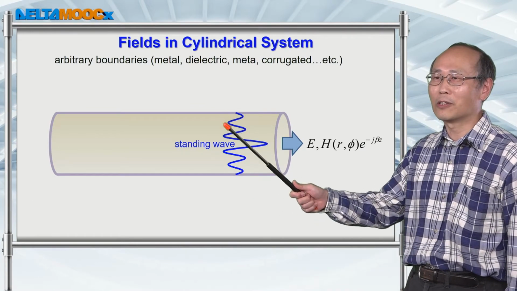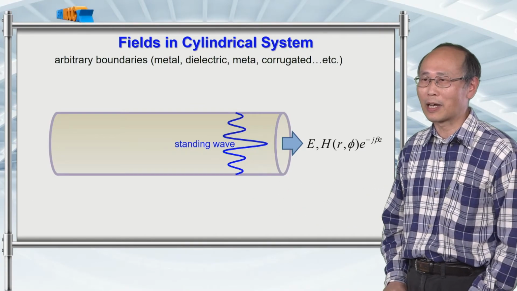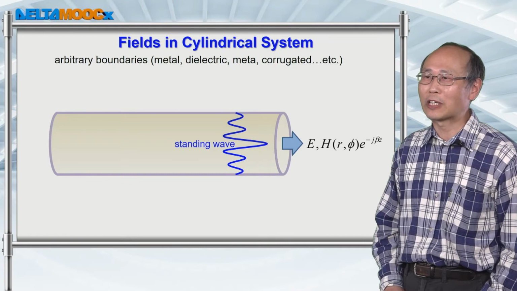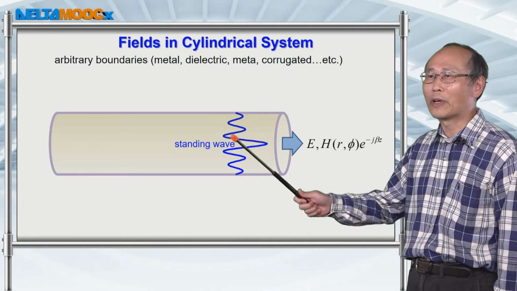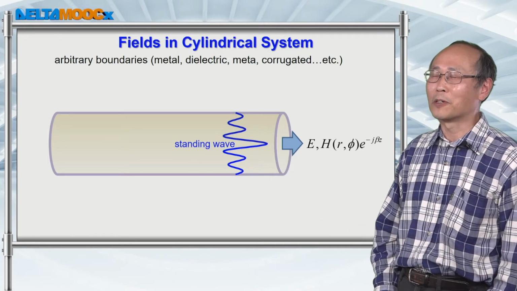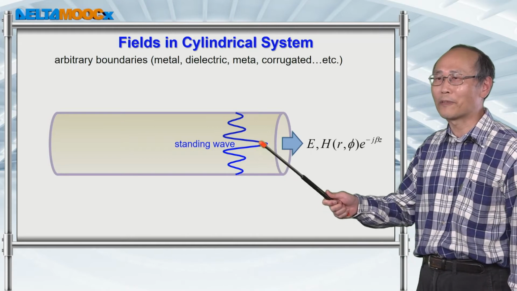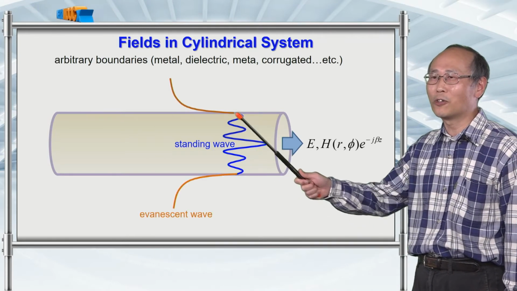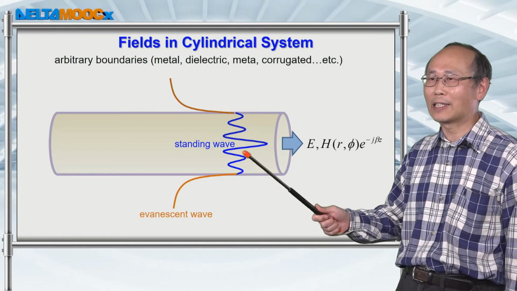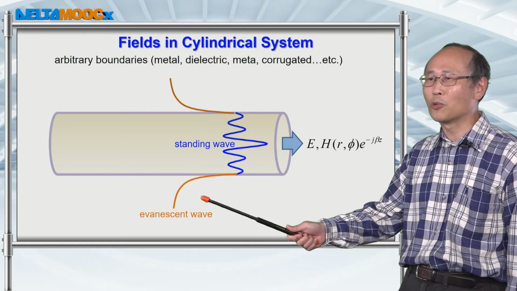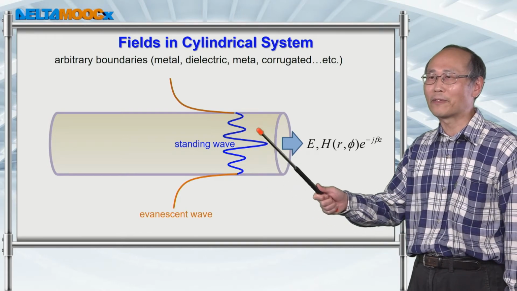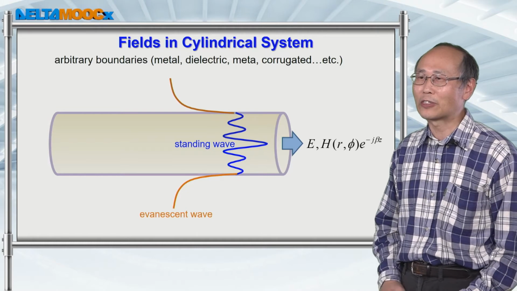So now let me turn to a little bit broader situation, where we don't confine ourselves to a metallic boundary. We allow this material to be, for example, a dielectric material, just like an optical fiber. So possibly you could have standing wave inside this region, but then you could have the wave leaking outside. If the wave is fully guided inside, then you could have evanescent wave outside this cylindrical region. And sometimes you have leaky wave going out from this cylindrical area.